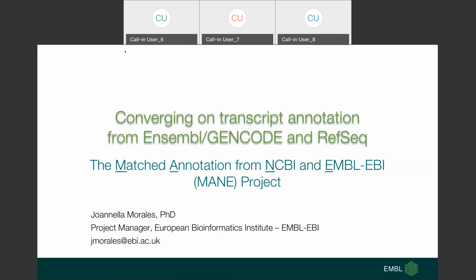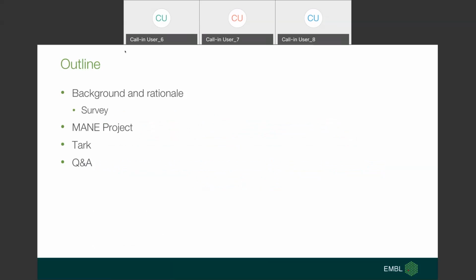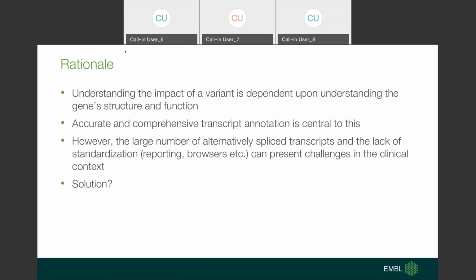I'm so excited to be able to share with you about the matched annotation from the NCBI and EMBL-EBI, the MANE project. It's a new joint initiative together with the NCBI. What I'd like to do this afternoon or morning or lunchtime, not sure, depending on where you are, is talk a little bit about the background and rationale for this project, and then I'm going to talk mostly about MANE, and then if we have time, I will try to sneak in a sneak preview of a new tool that we're developing called TART.